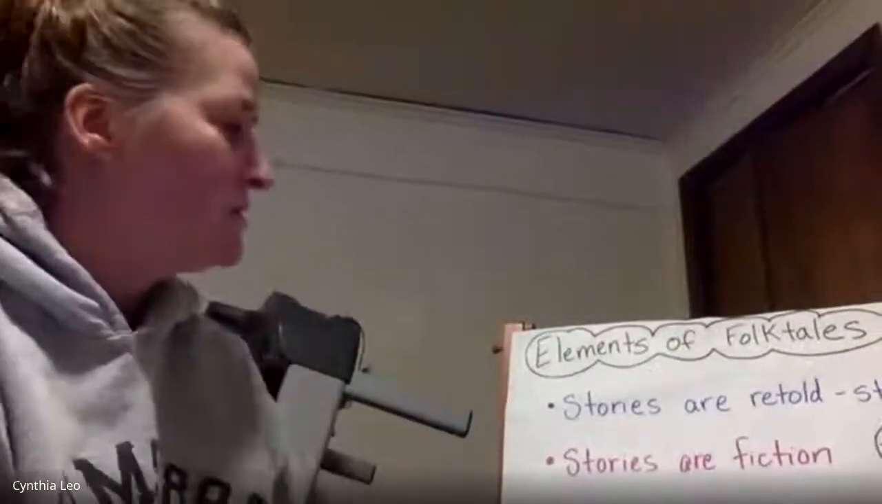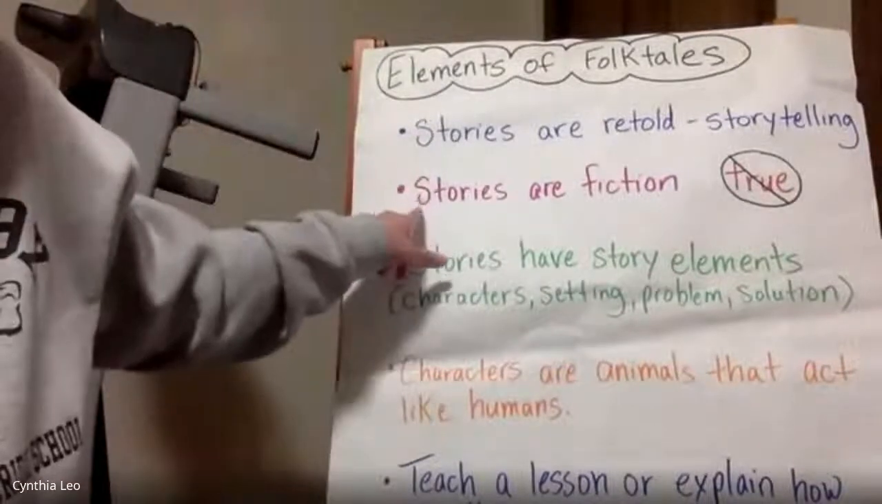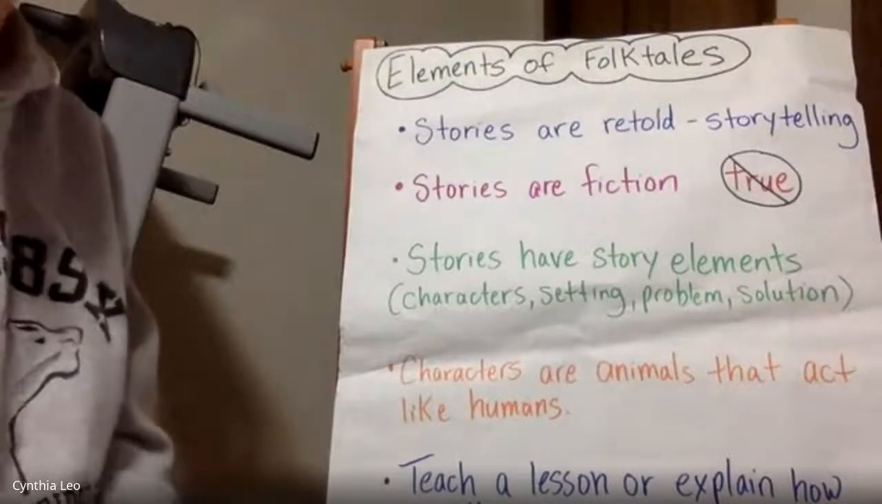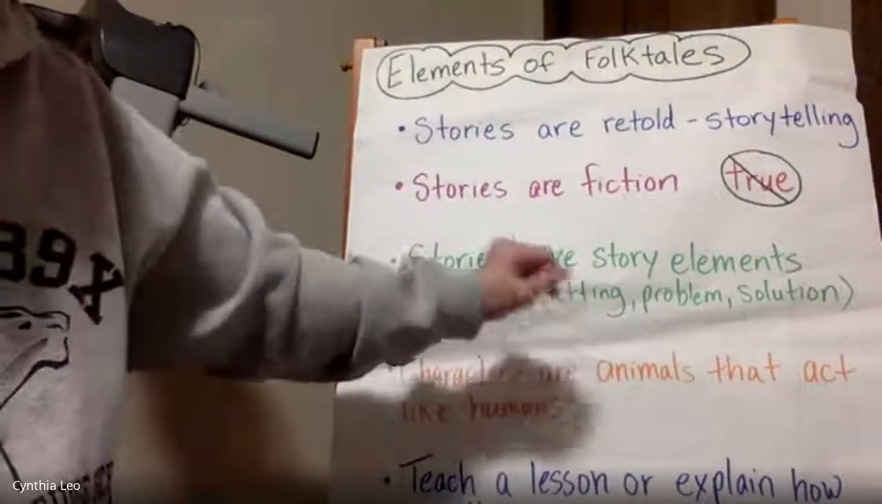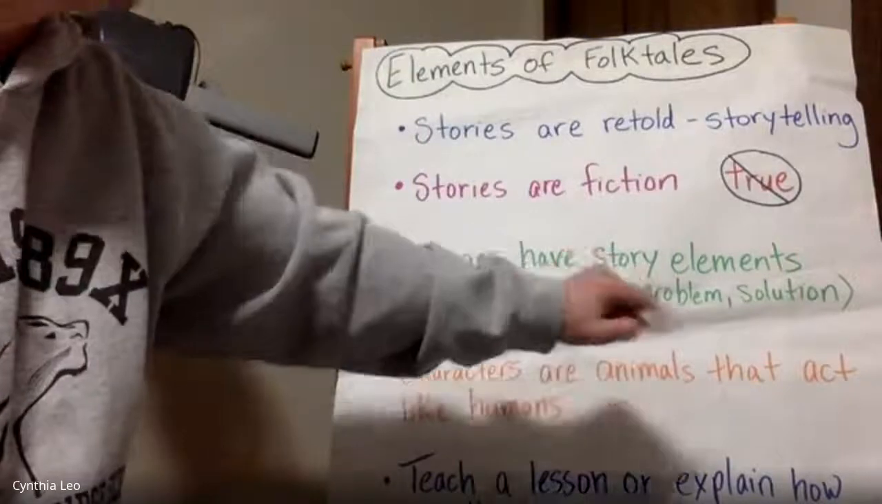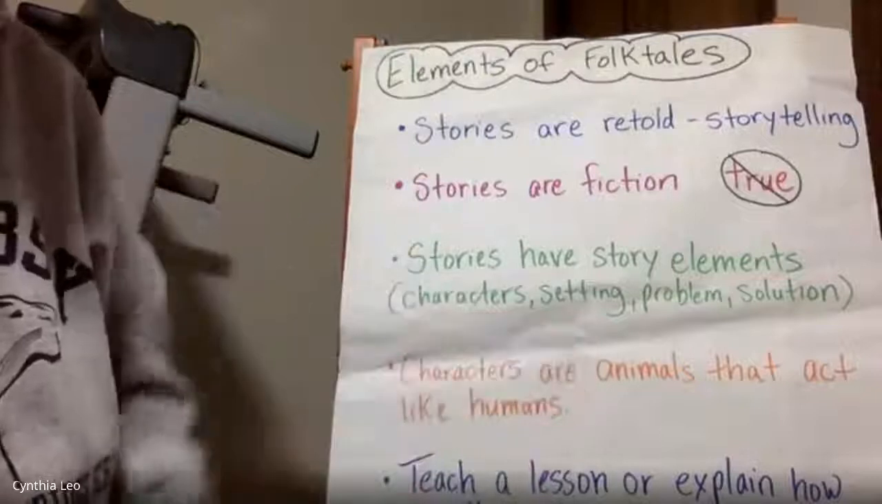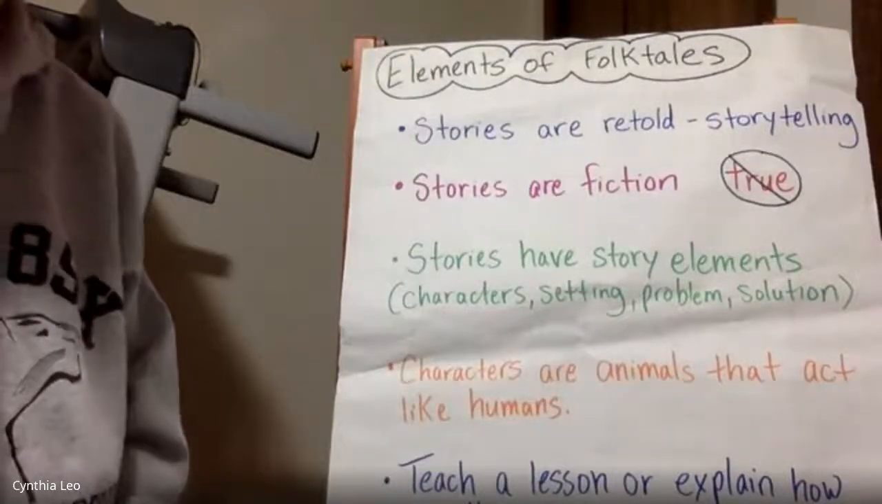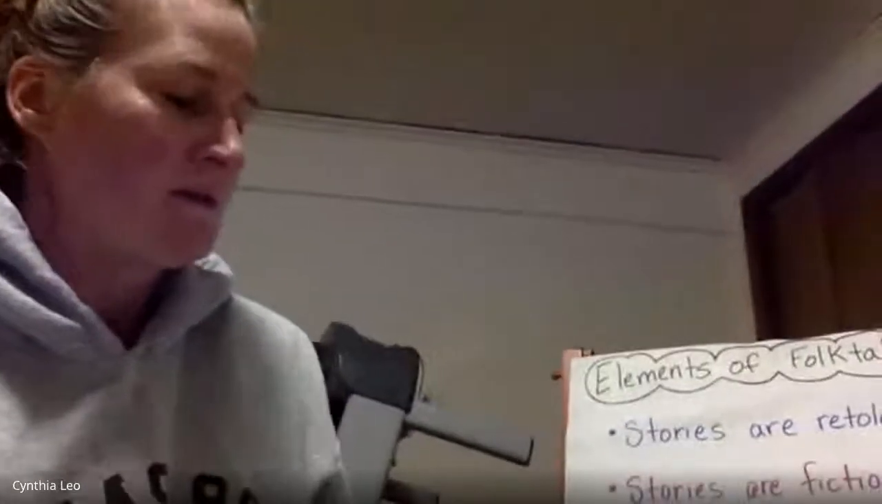Okay, so at this point, we should start to think a little bit about our elements. We should think, is the story fiction? Is it fake? Ask yourself that question. Do we have characters and a setting, maybe even a problem starting to happen, and a solution? Maybe not yet. We have characters that are animals that act like humans. And also, hopefully, this will teach us a lesson. So we'll get back to our story, but already I'm starting to see some of those elements of the folktale. So hopefully, you're starting to see them too.